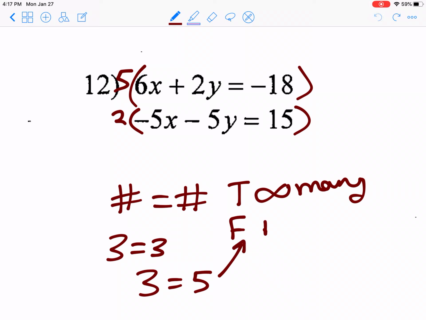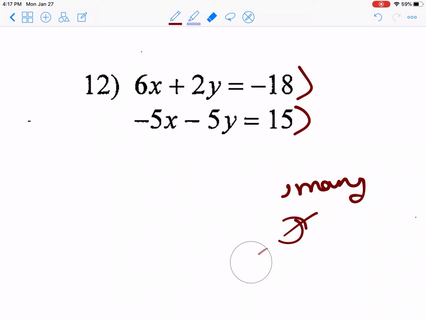Sorry, it's like a 0 with a line through it. No solution. We didn't have any of those on this notes page, but you may have some of those on the assignment. Okay, good luck.